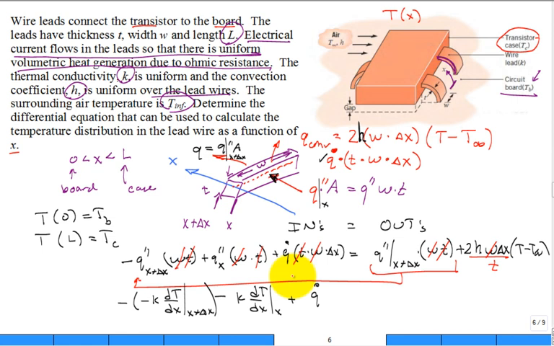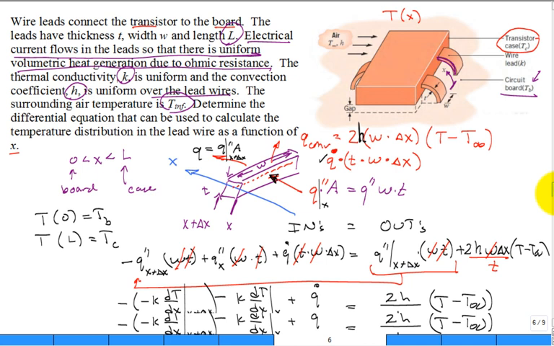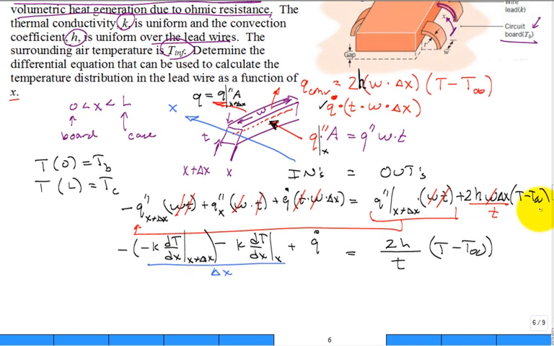Okay. So it's going to be this. And then I'm going to actually divide through by delta X. I'm going to put a delta X like that. All right. Equal to 2 H divided by T, and then T minus T infinity. Okay, at that point, does that equation look a little better?